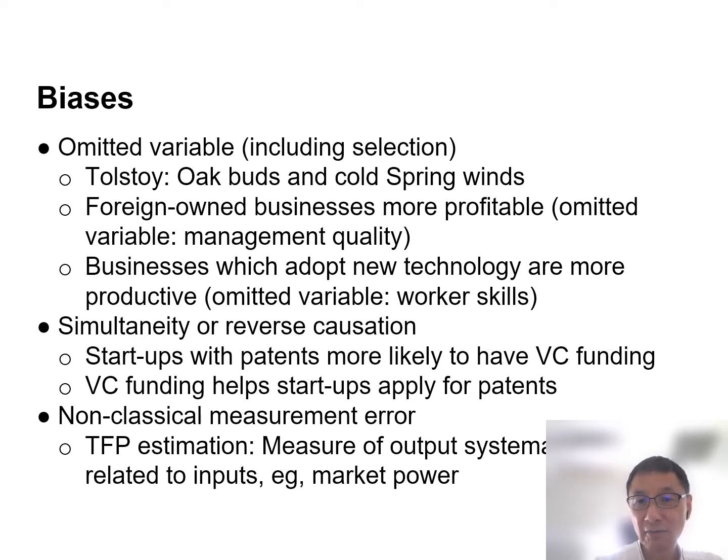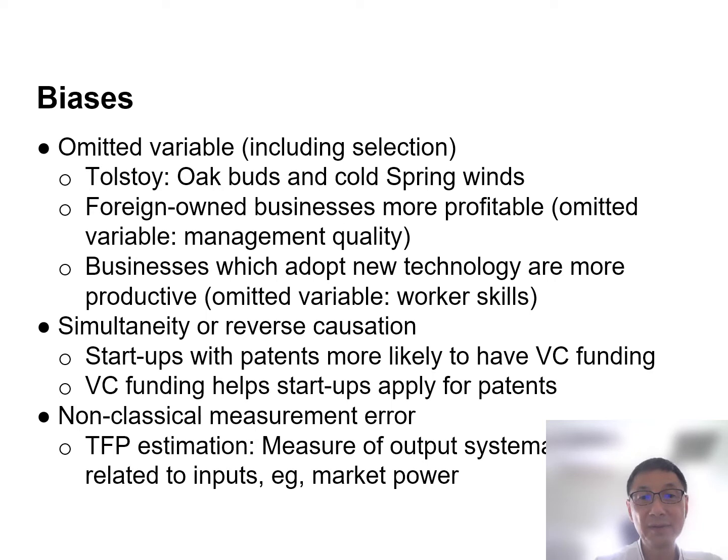A second source of bias or confound is simultaneity in the relationship between the y variable and the x variable. So we think of the y variable as the dependent variable and the x variable as the explanatory variable. But what if we switch their roles and say that the y variable is the explanatory variable and the x variable is the dependent variable? This is very commonly called reverse causation.